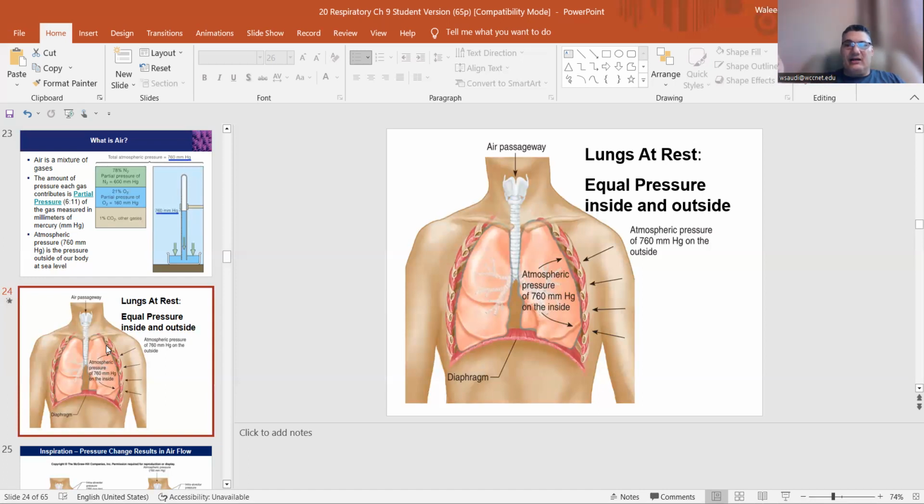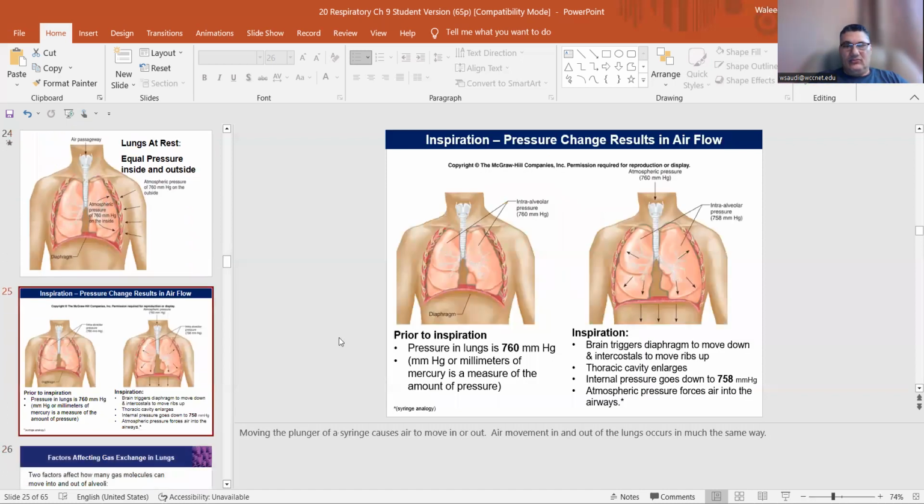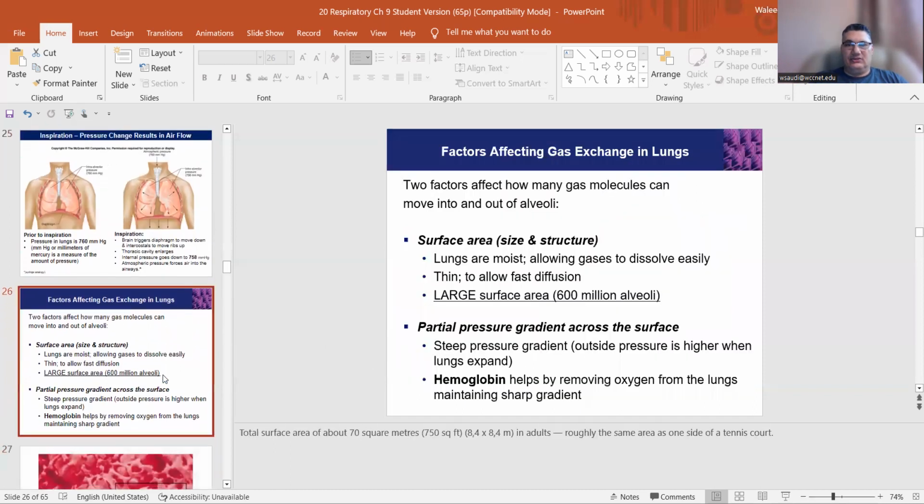This is exactly the same idea as the air pump. If you use an air pump to inflate your bike, when you pull it up like this, the air moves in because you're making the space bigger. And then when you push it down, the air moves out and goes to the tube because you're making the space smaller. So here it is: inspiration and expiration, or inhalation and exhalation.